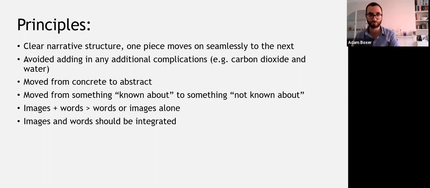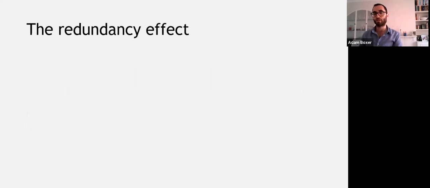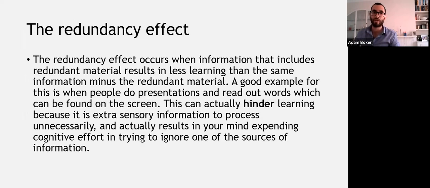There's also the redundancy effect. What is the redundancy effect? So the redundancy effect occurs when information that includes redundant material results in less learning than the same information minus redundant material. A good example for this is when people do presentations and read out words which can be found on the screen. This can actually hinder learning because it's extra sensory information to process unnecessarily and actually results in your mind expending more cognitive effort in trying to ignore one of the sources of information. Oof, not fun, is it?